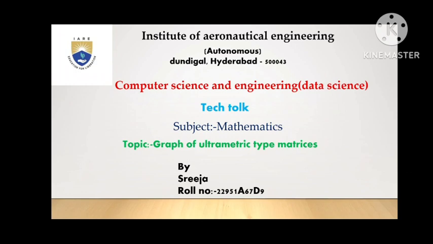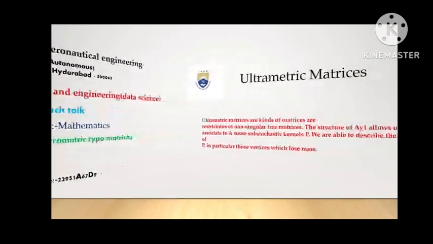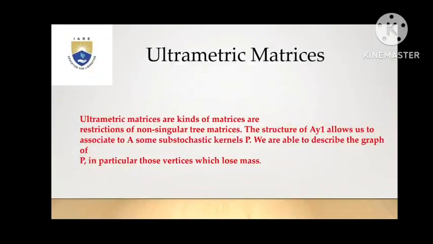I am here to talk about graphs of ultrametric type matrices. Ultrametric matrices are matrices that are restrictions of non-singular tree matrices. The structure of A inverse allows us to associate to A some substochastic kernels P. We are able to describe the graph of P, in particular those vertices which lose mass.